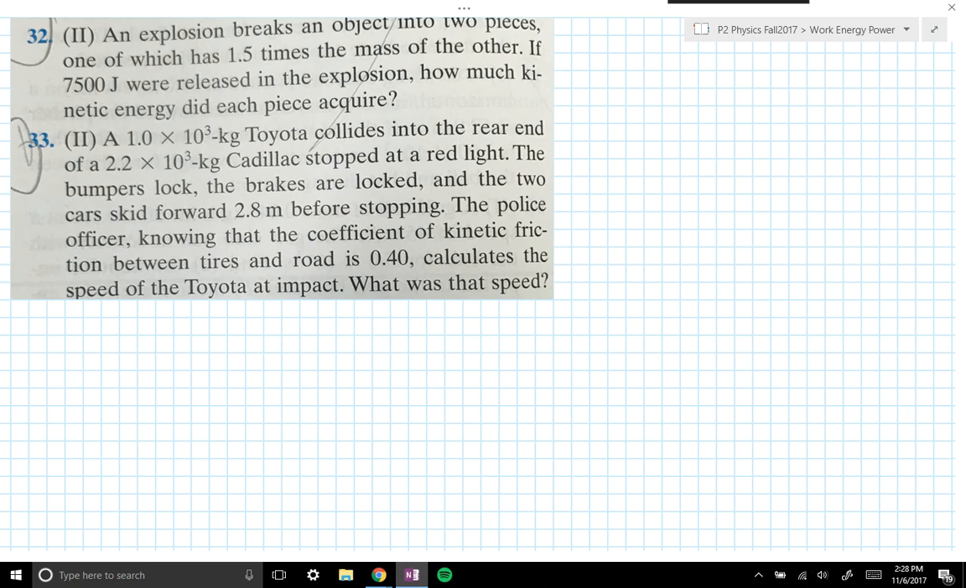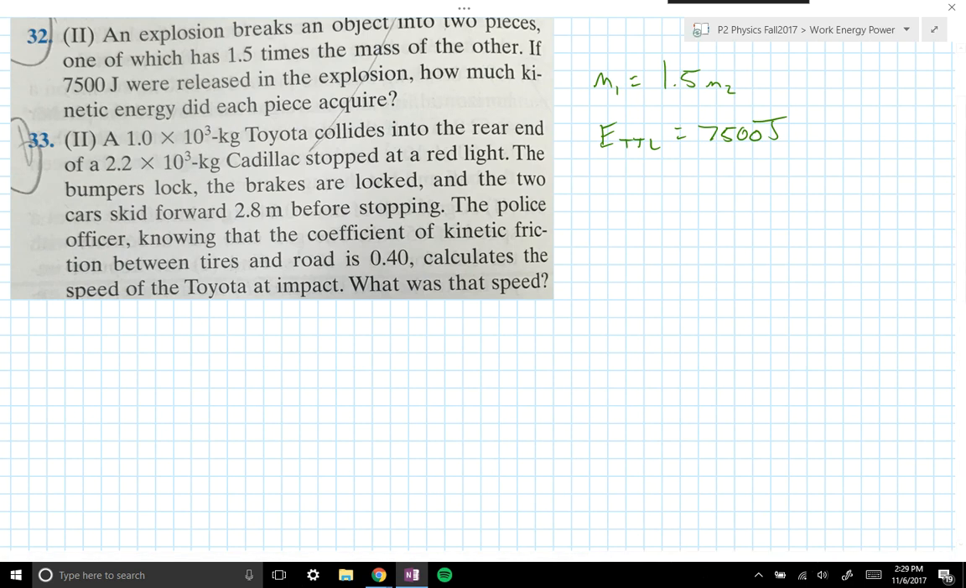So let's see here. One of them has 1.5 times the mass of the other. So let's say mass 1, that's the bigger one, has 1.5 times the mass 2. All right, very well. And this explosion happens, and we've got this much energy being released. So we call that the total energy of the system, energy final, if it matters, but we'll see.